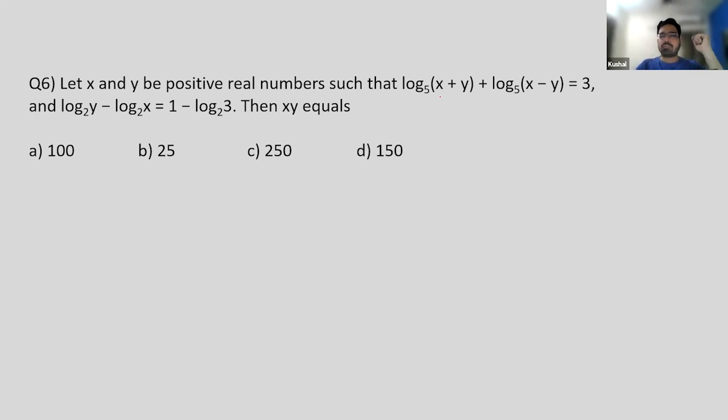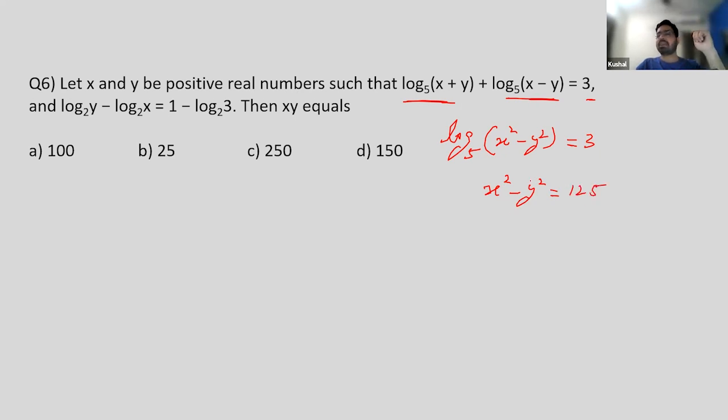Now over here, if you look at it, your value of base is same over here. So can I combine these two logs and rewrite this as log of base 5 x plus y into x minus y, which will of course be nothing but x square minus y square. That value must be equal to 3. Can I then rewrite this and say x square minus y square is equal to 5 cube, which is nothing but 125, right? Basic definition of log and the application of that.